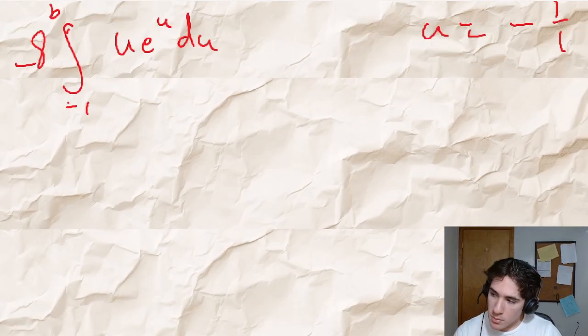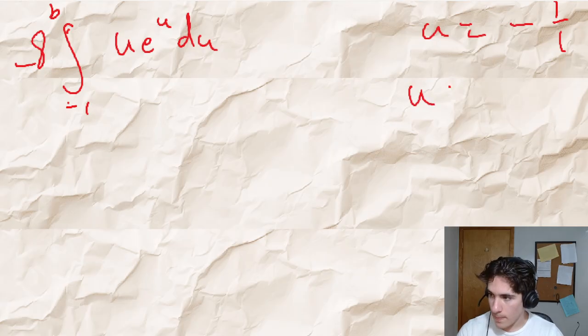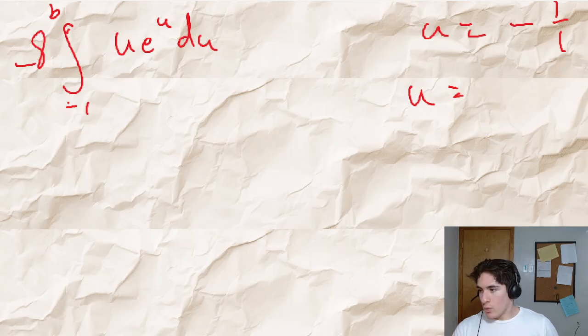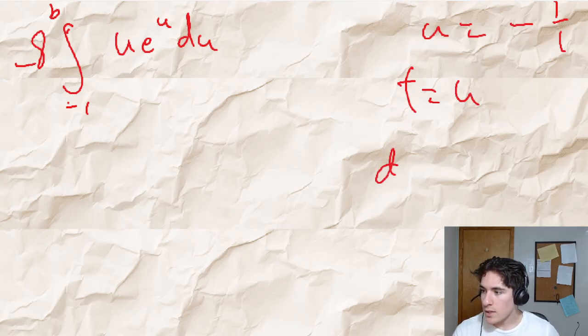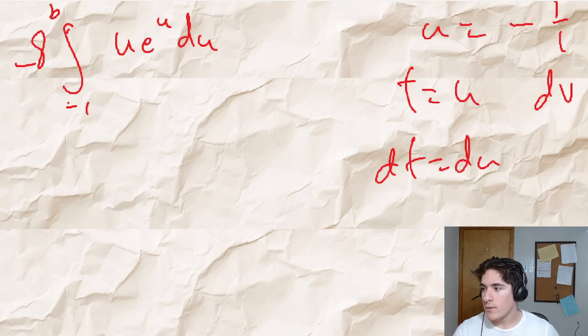So using integration by parts the correct way, u is equal to u, no it's not, we have to use different variables. T is equal to u. dt is equal to du. dv is equal to e to the power of u, and v is equal to e to the power of u.